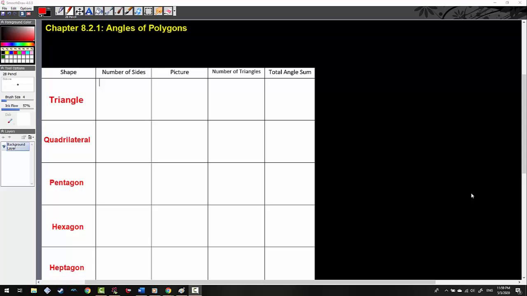Welcome, ladies and gentlemen, to some Integrated 2 Math. In today's episode, we will be discussing Chapter 8.2.1, which is Angles of Polygons.